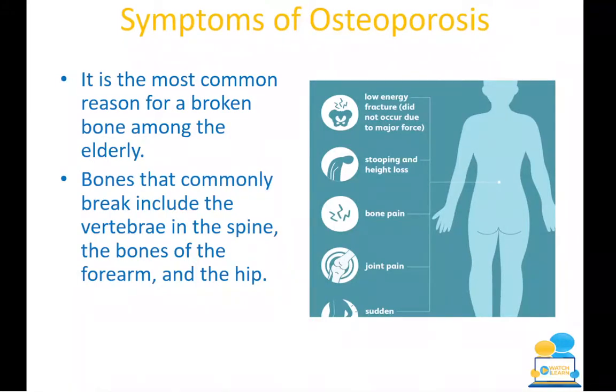You're looking at your forearm as well, and the hip. A hip would be a very common place that people would break. So you're looking at low energy fracture. It didn't occur due to major force. It could be the likes of someone giving you a high five, and that could break your hand. You're looking at someone who might be a bit shorter than they were when they were younger. They may have bone pain. They may have joint pain.